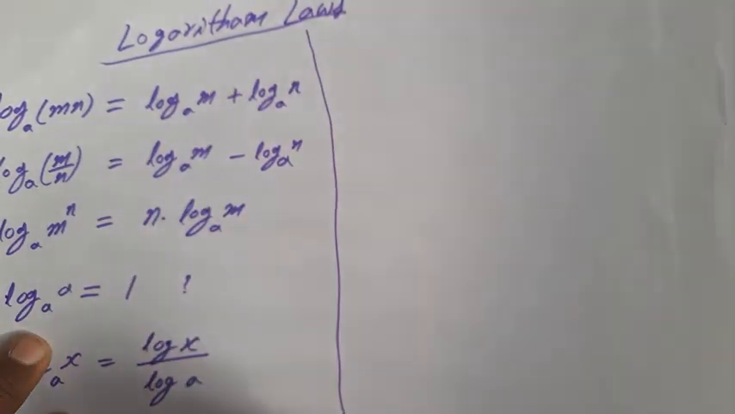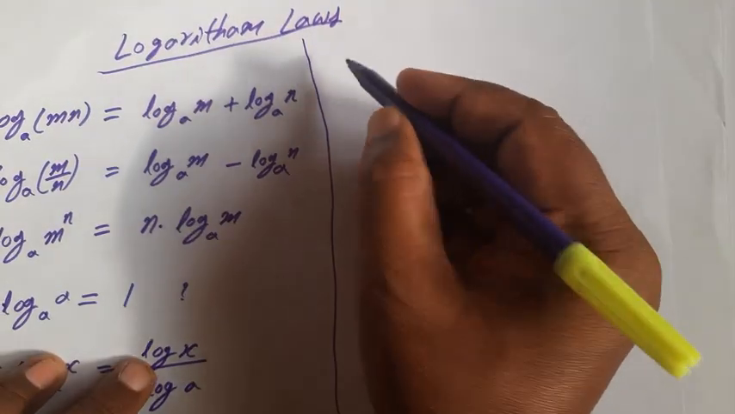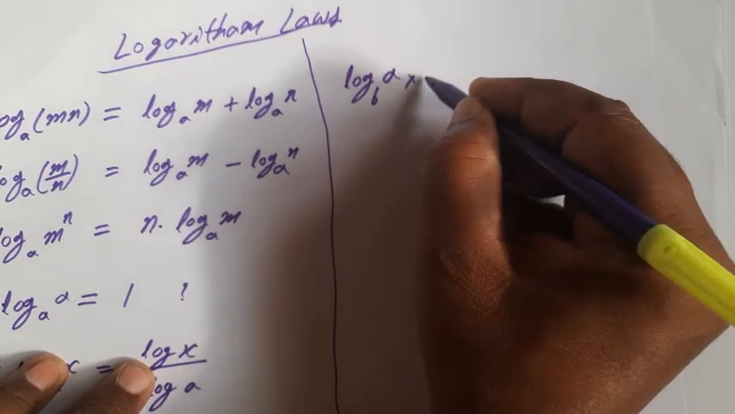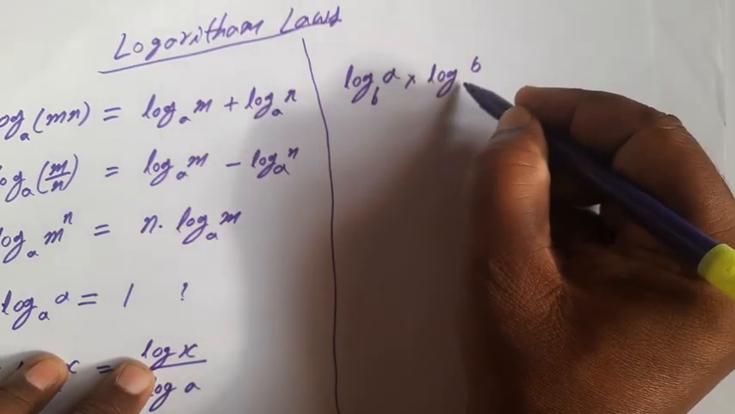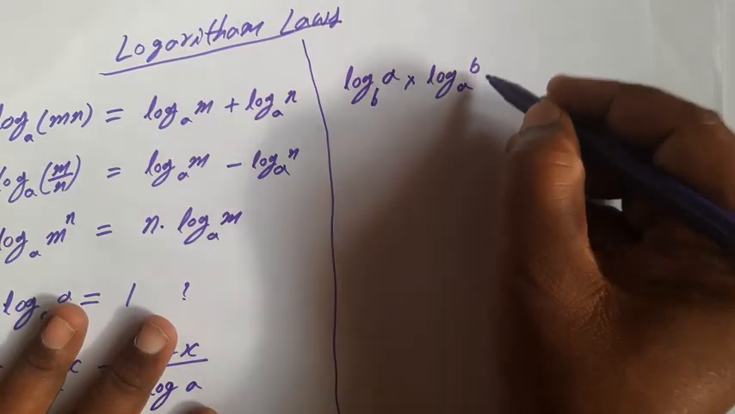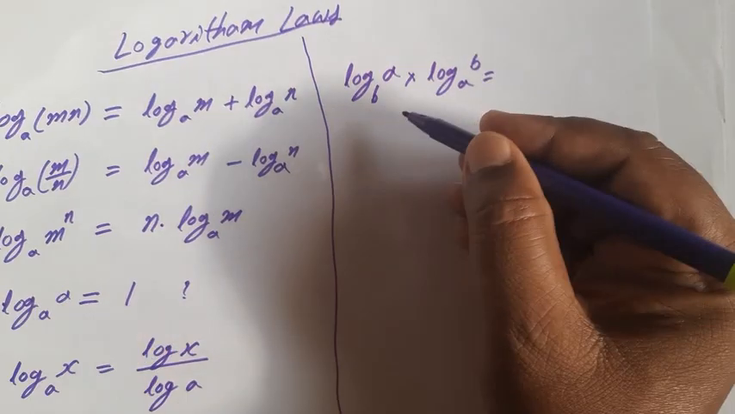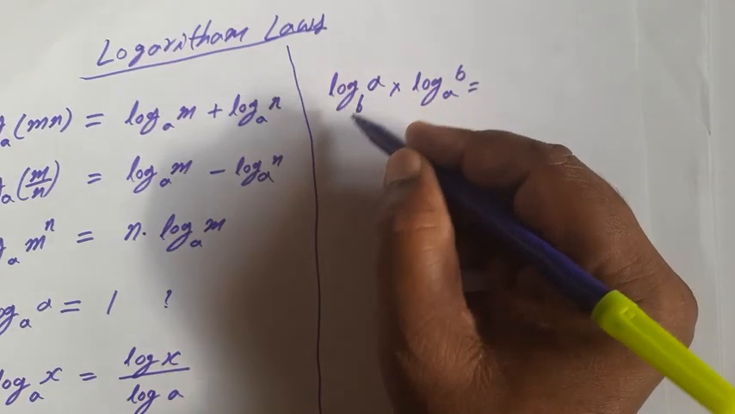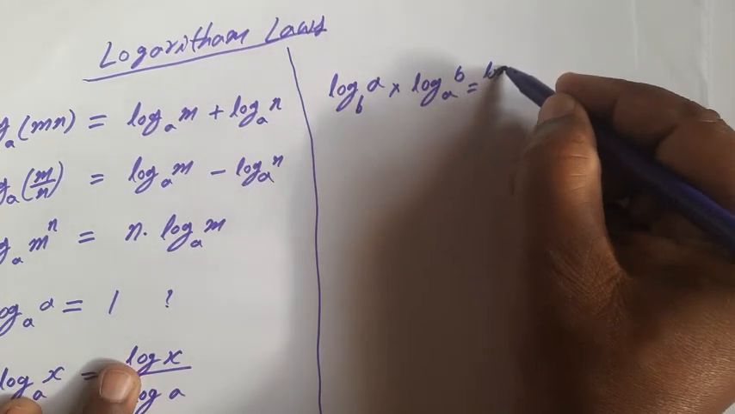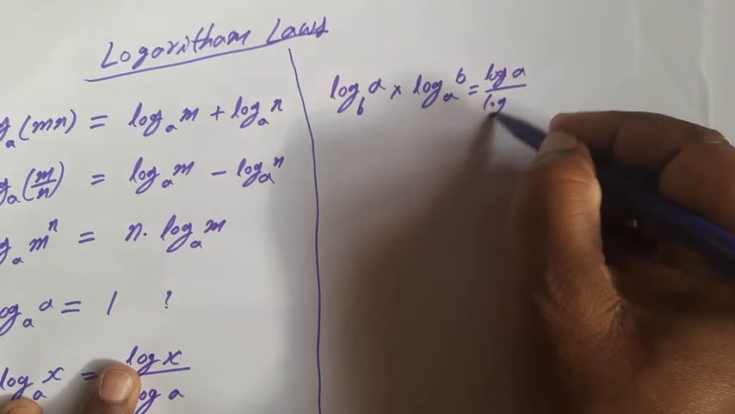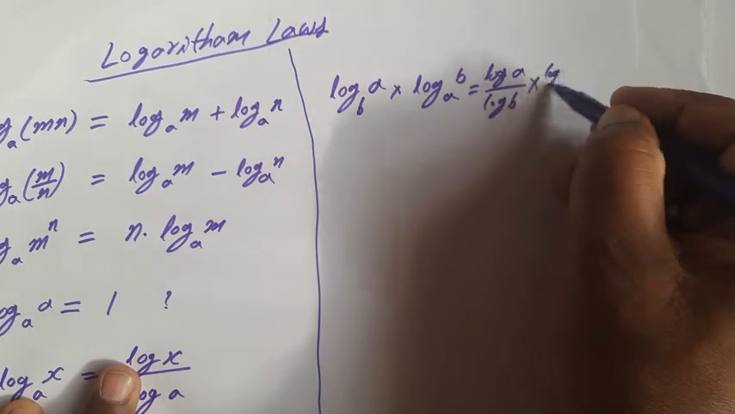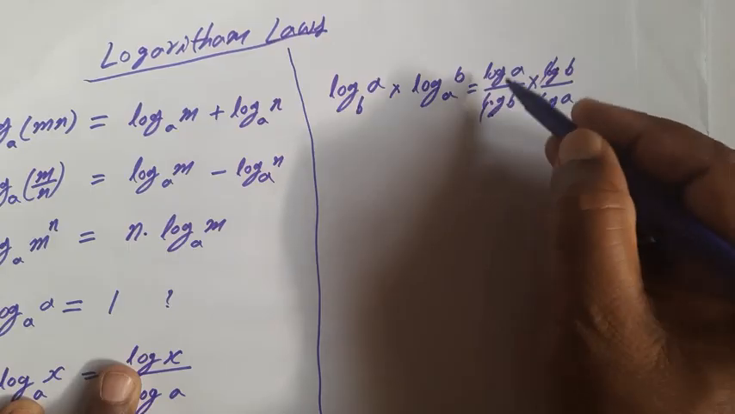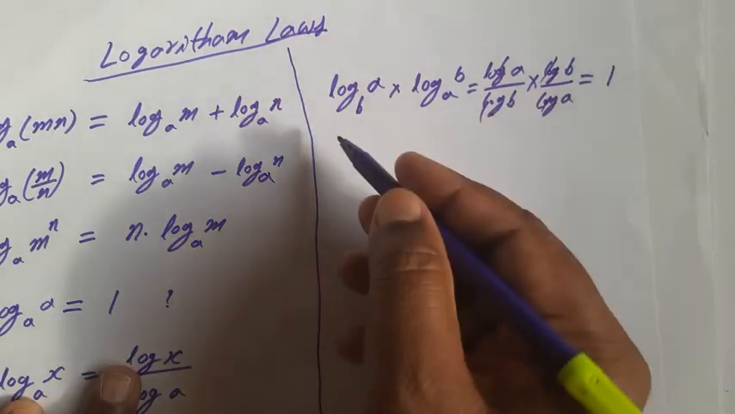Now some more we will discuss. Log a base b into log b base a. What will it become? Log x base a is log x by log a. Same way, log a base b means log a by log b, into log b by log a. Log b cancels, log a cancels, so it equals 1.